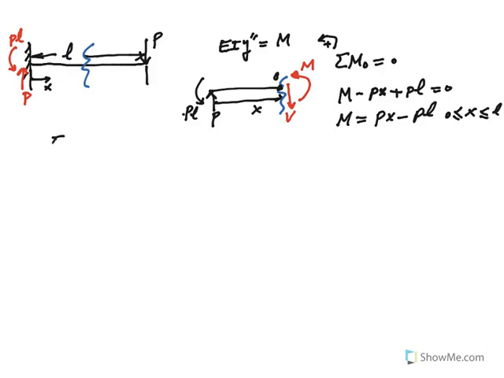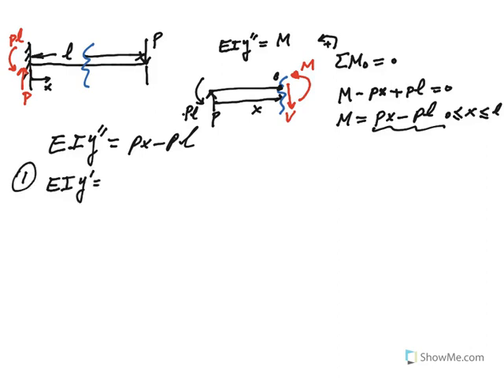Okay, so now the next thing we do, we say, EI y double prime equals M. What is M? M is Px minus PL. And you see, from here, everything is simple. So we integrate once, we get EI y prime, so that becomes Px squared over 2 minus PLx plus a constant of integration. I call it C1. So what is this constant of integration?